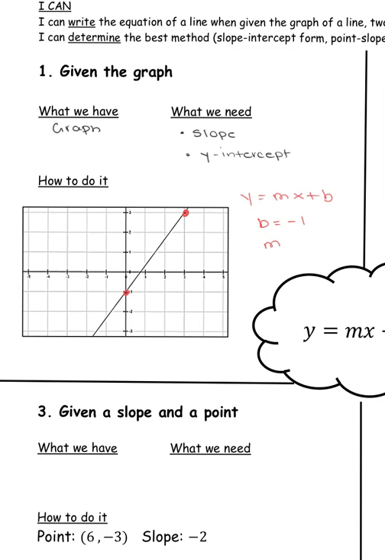Starting with my y-intercept, I'm going to rise 1, 2, 3, 4. So I know that my rise is going to be 4 because I went in the positive direction. And my run is going to be 1, 2, 3. Therefore, I have the equation y equals 4/3x minus 1.